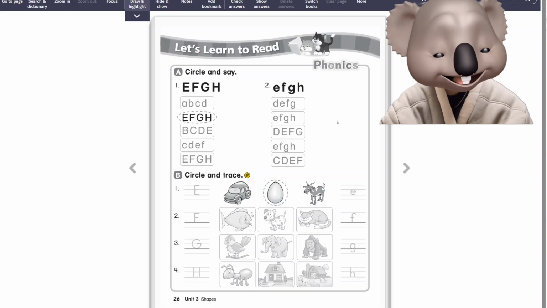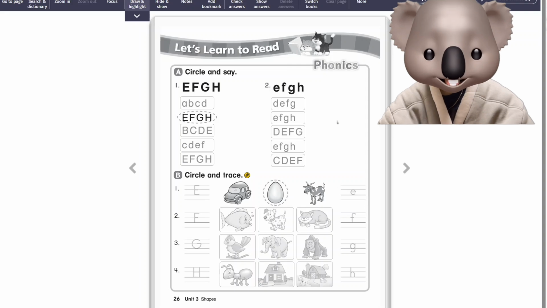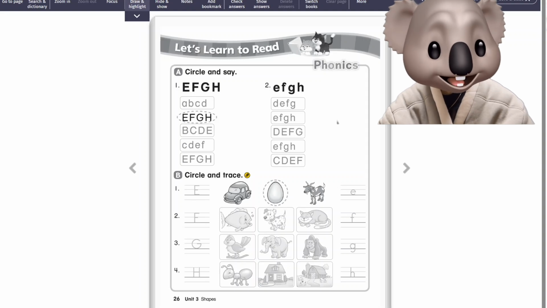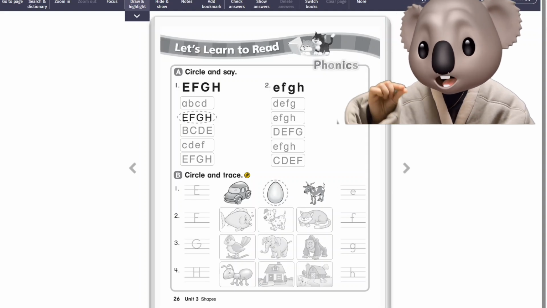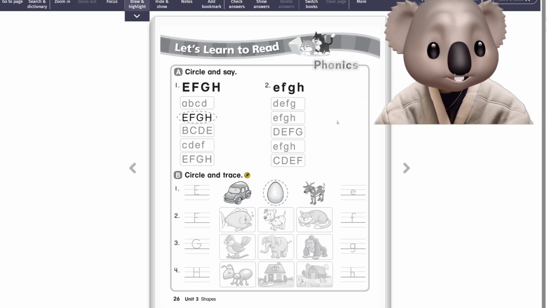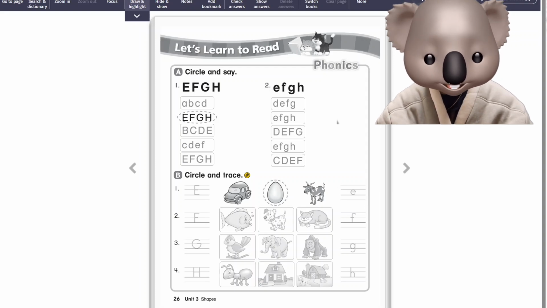On page 26, we're going to circle and say. For example, in number 1, we are looking at the letters E, F, G, and H, but they are big letters or capital letters. 대문자죠? Let's find and circle the capital letters E, F, G, H.